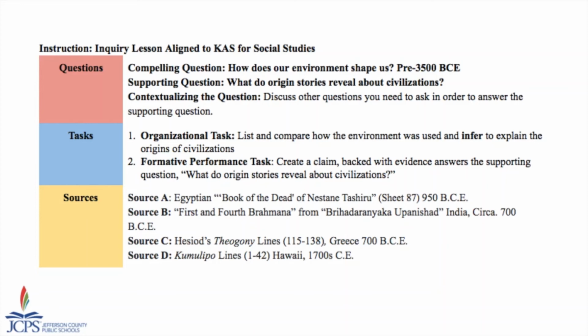Here we have a series of different sources, and as you can see from these sources, we're pulling from around the world. It has origin stories, it has civilizations, both plural. If we just look at one area, then it's going to be sending the wrong signal to students that origin stories only look one way in one part of the world. Here we have Egyptian, Indian, Greek, and Hawaiian.